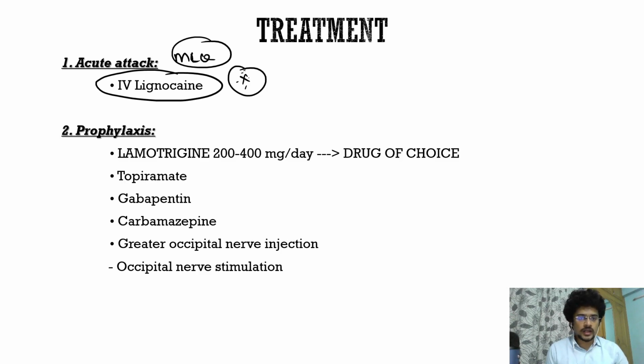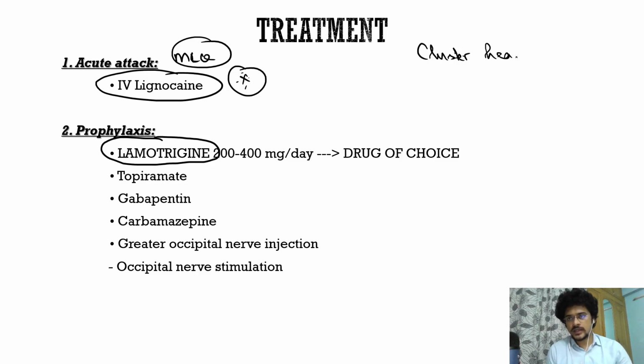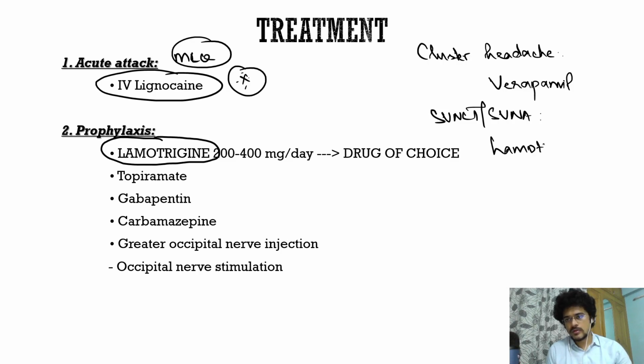And what is the drug of choice for prophylaxis of SUNCT and SUNA? It's going to be lamotrigine. Okay, so many people confuse this. If you take cluster headache, the drug of choice for prophylaxis over here is going to be a calcium channel blocker, that is verapamil. But if you take SUNCT and SUNA, the drug of choice is going to be lamotrigine. So don't forget this. These two are commonly confused.